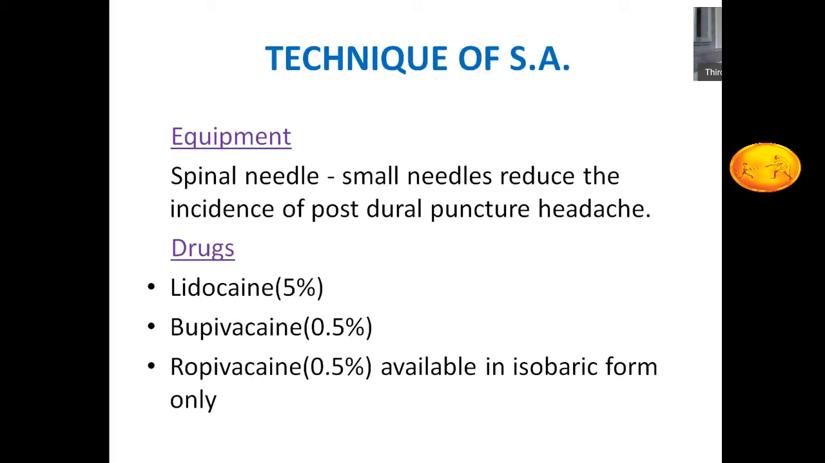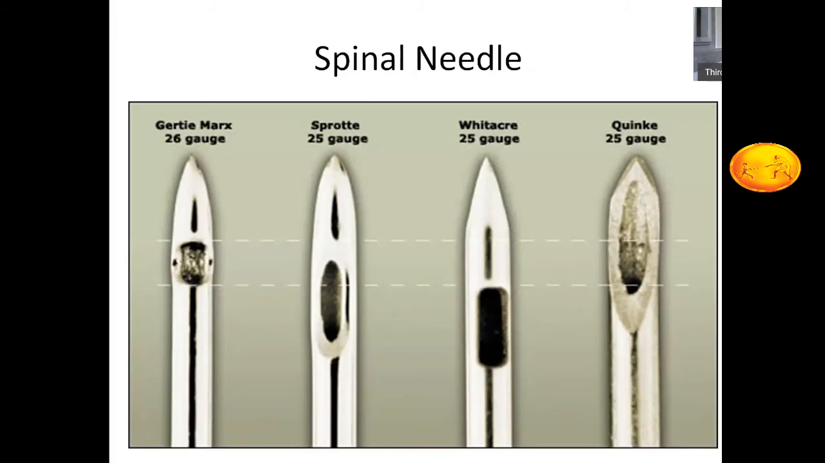Which are the local anesthetics that are given through the spinal? These are lignocaine 5% heavy, bupivacaine 0.5% heavy, and ropivacaine 0.5% isobaric form. Routinely, we use bupivacaine most commonly as the agent for giving the spinal anesthesia. With the lignocaine, there are some chances of transient neurological problems. So, bupivacaine is the most common agent which is used for giving the spinal anesthesia. So these are some needles.